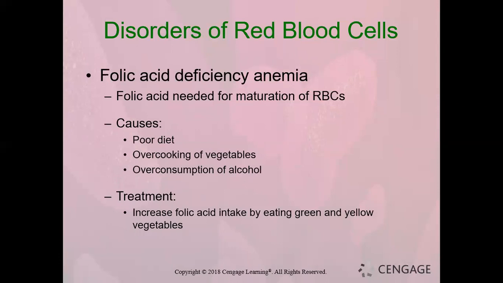Folic acid deficiency anemia. Folic acid is what we need to mature our red blood cells. So for them to grow and mature, we need folic acid. When we're deficient in this, it can be caused by a poor diet, overcooking our vegetables so that we don't get the nutrients out of them, and overconsumption of alcohol. Treatment would be to increase folic acid by eating green and yellow vegetables.